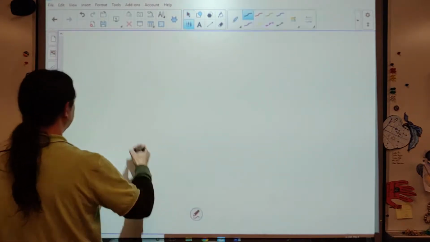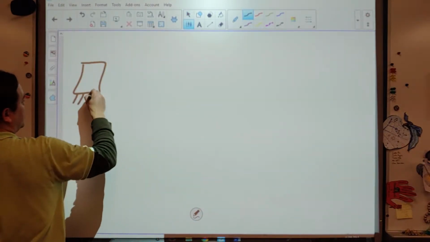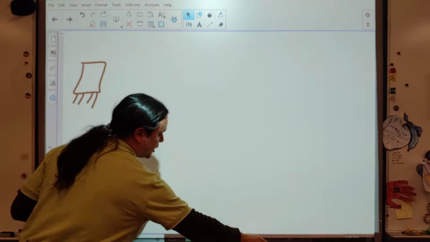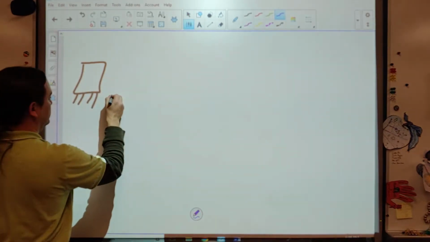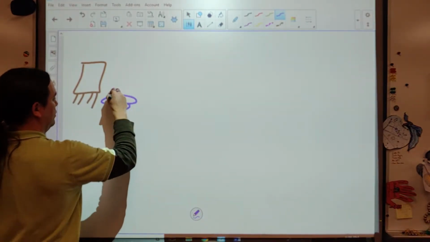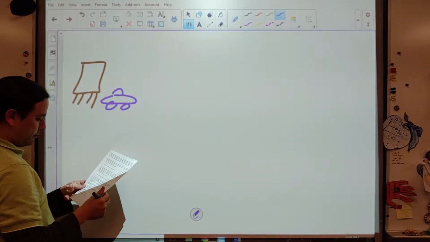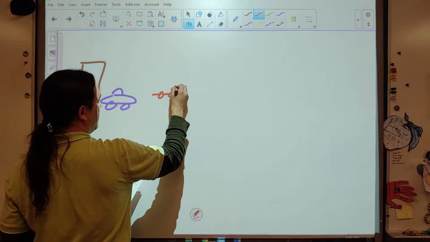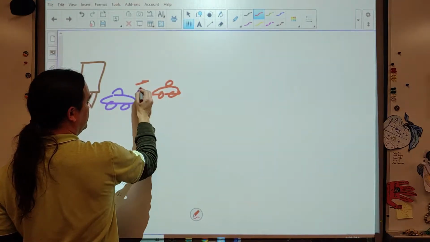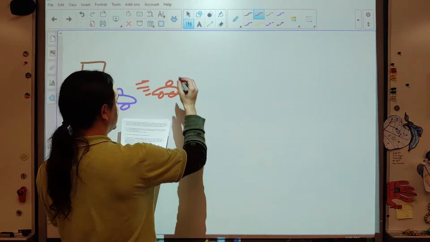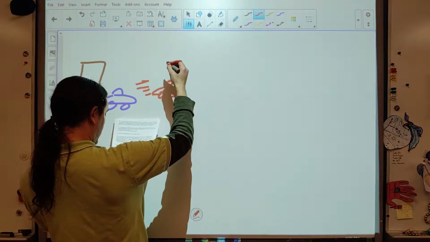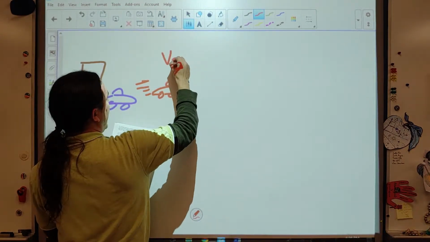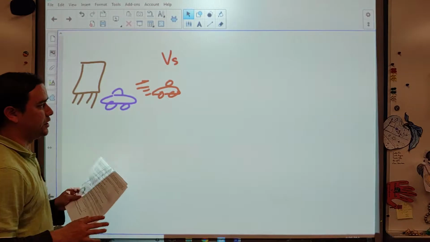Here's the problem. We've got a huge sign that a police officer is hiding behind. And then a car who is mercilessly speeding goes flying past at some speed, a constant speed of Vs.